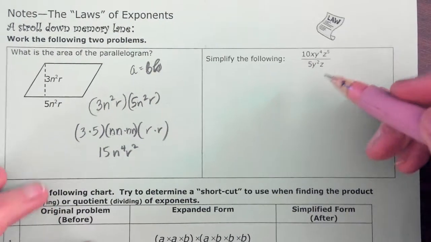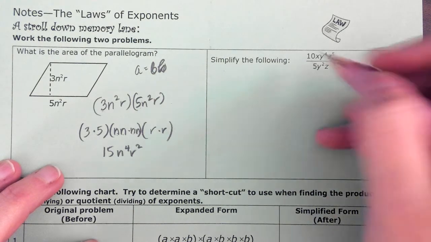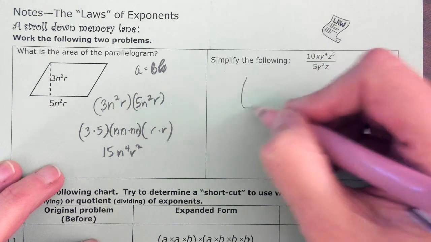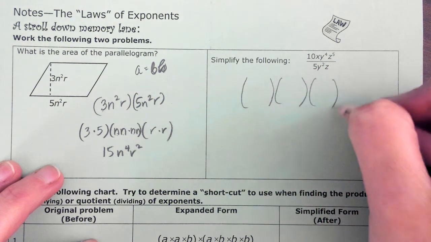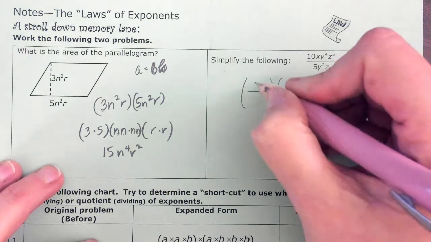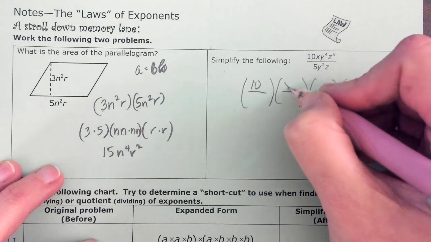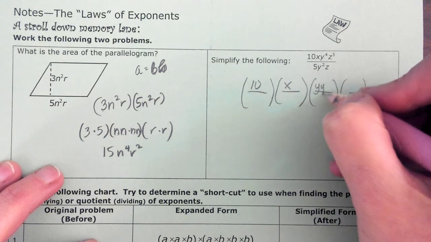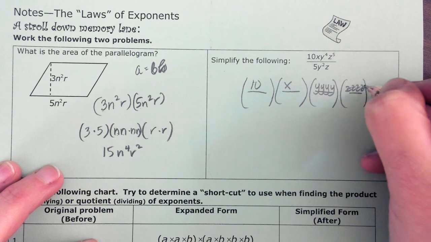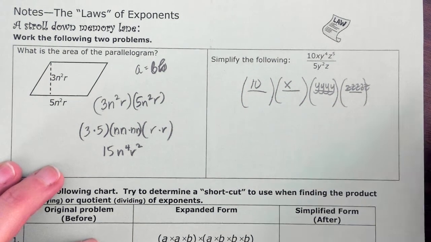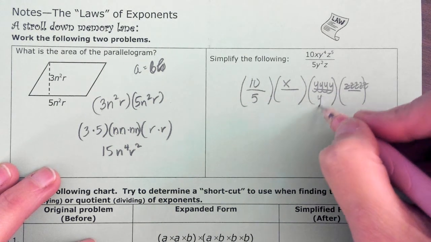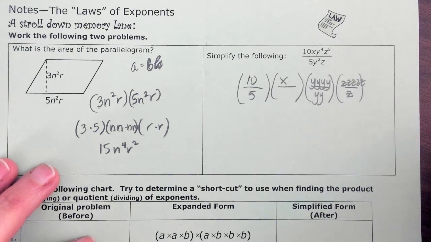When I divided, I would do the same thing, except I would group them up top and bottom. So I have numbers, x's, y's, and z's, so I'm going to make 4 sets of parentheses. On the top, I have a 10, I have an x, 4 y's, and 5 z's. Kind of almost went outside my little parentheses there. And then on the bottom, I have 5. I have no x's, but I've got 2 y's and a z.